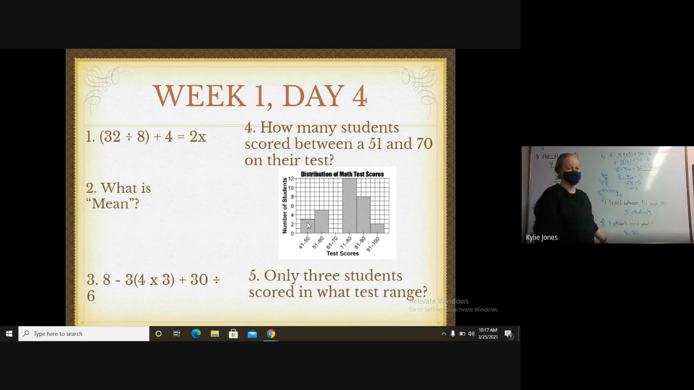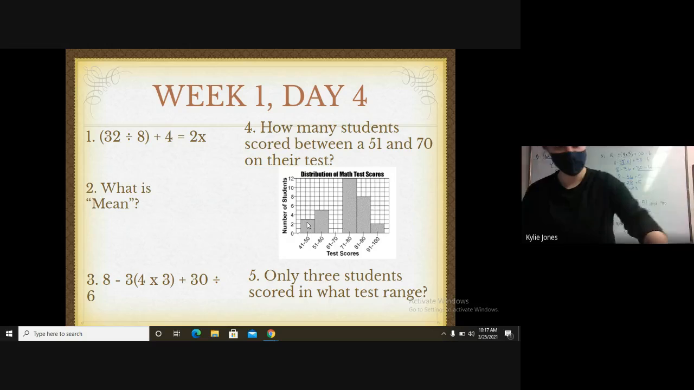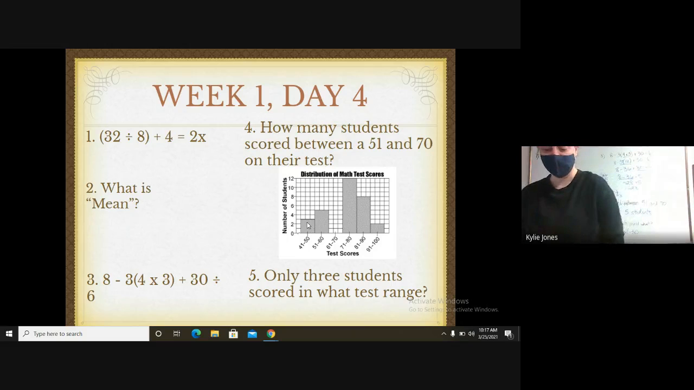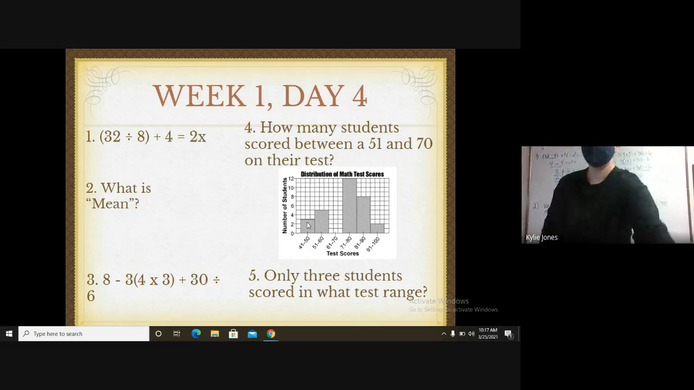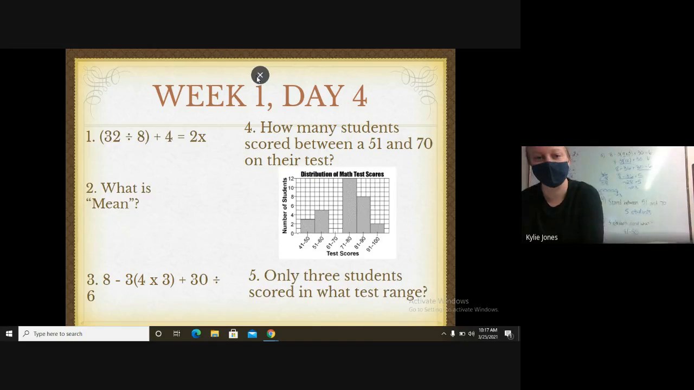That's not a great score. No. What type of test? A math test? I don't know what type of test it is. A math test. How did you guys do on this warm up? I got 1 or 5. I like this warm up. It was a good one.